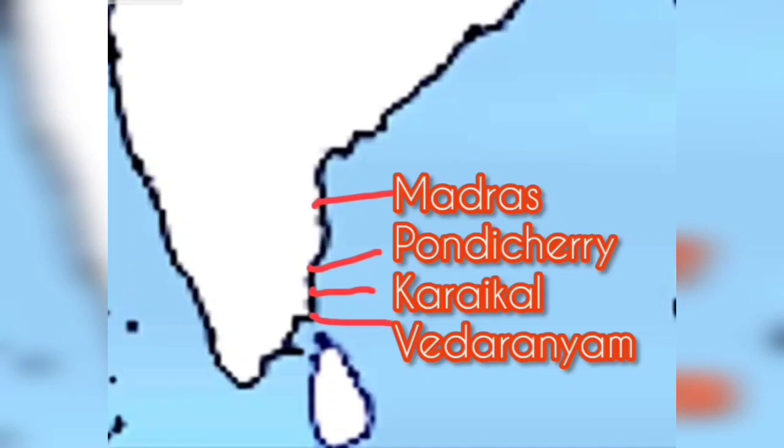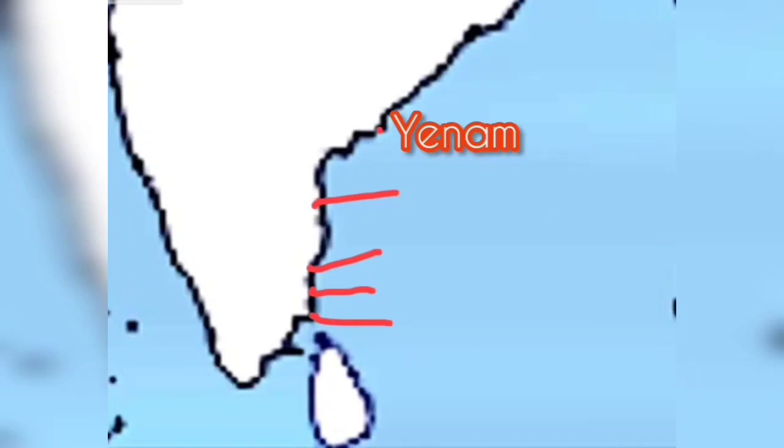Then this place, Yanam. Then the Diu area. This is Diu. This is Daman. For your understanding, I have drawn the line. On the line you have to mark Daman. So that's all. Okay, children? So this much only.